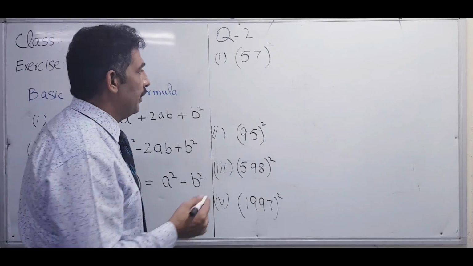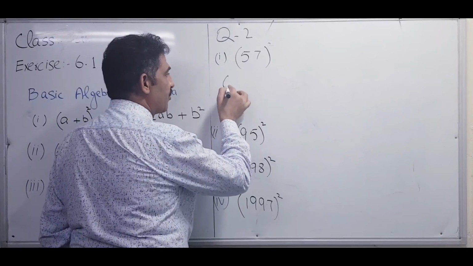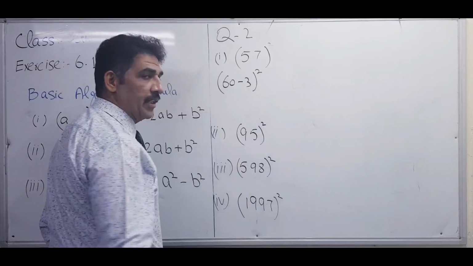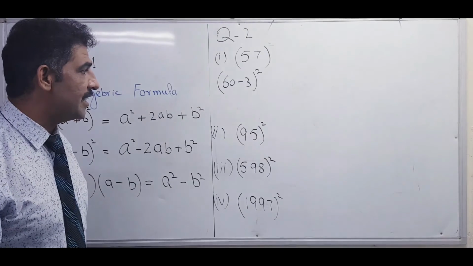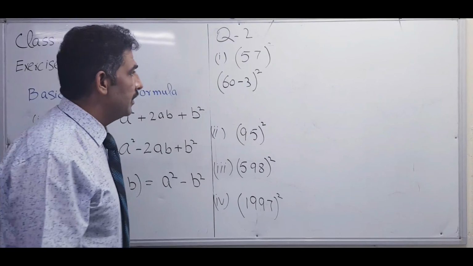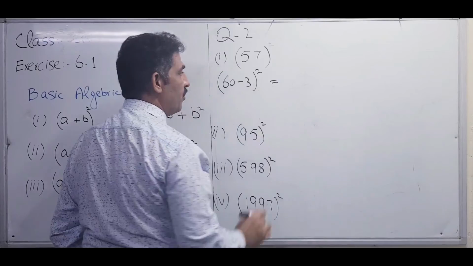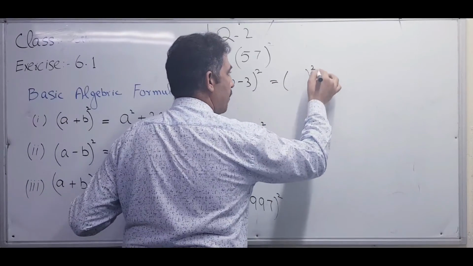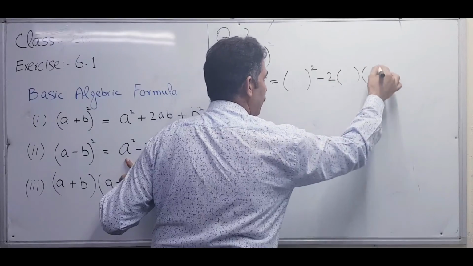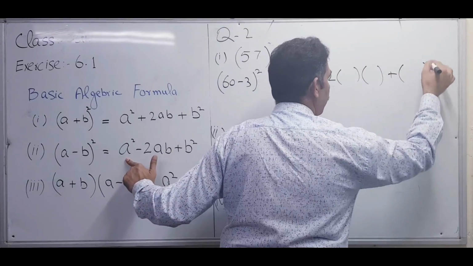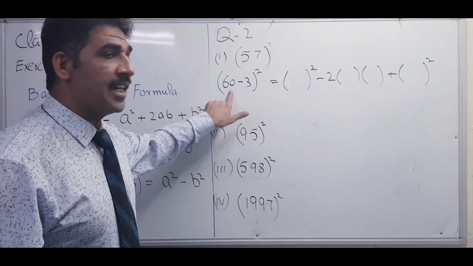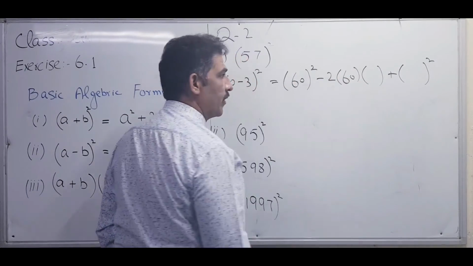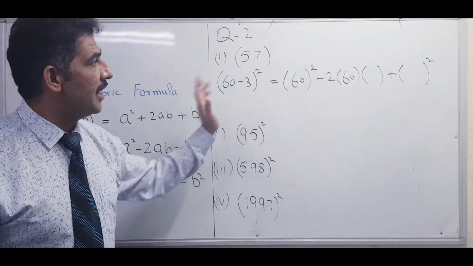Try your best to make simple numbers so that it is easy to solve in the calculation. Right? If we make the factors like that, 60 minus 3, whole square, we can easily simplify and solve. I am also trying to solve it here. First you will write the formula: the square of the first element, minus 2 into first element into second, plus the square of the second element. What is the first element here? 60. In the first two brackets, write 60. Second element 3, write in the second two brackets 3.